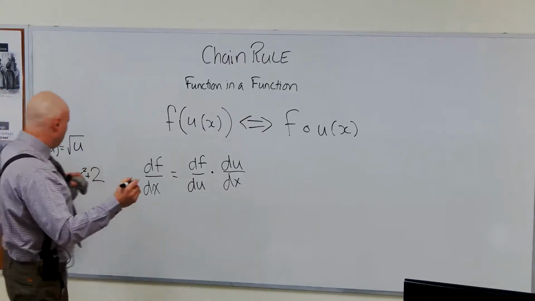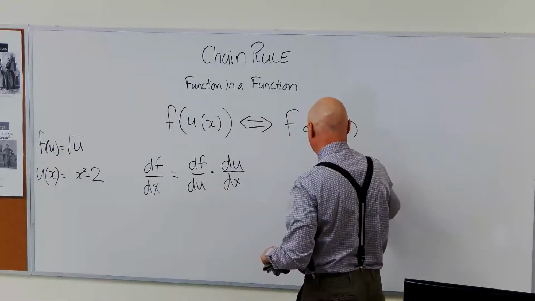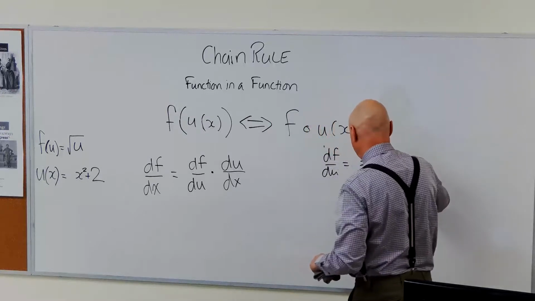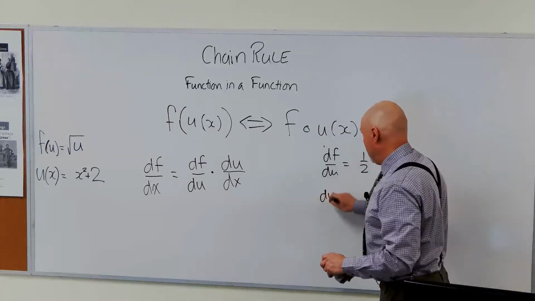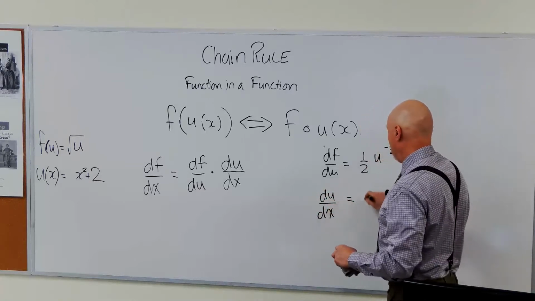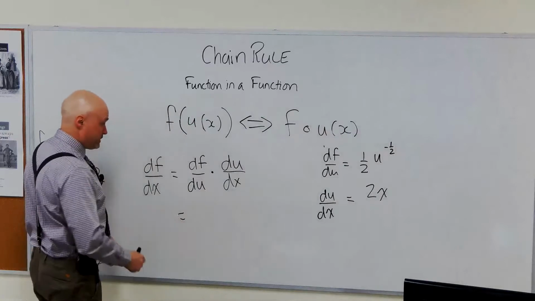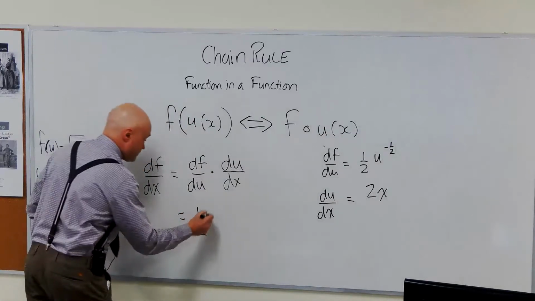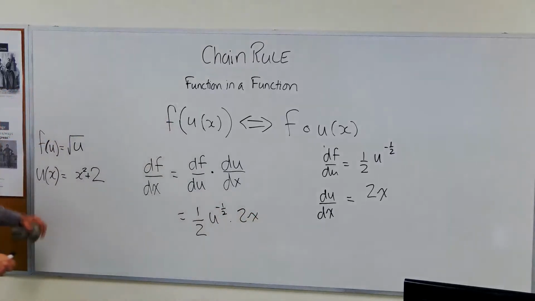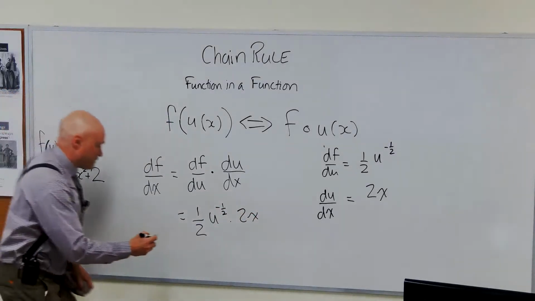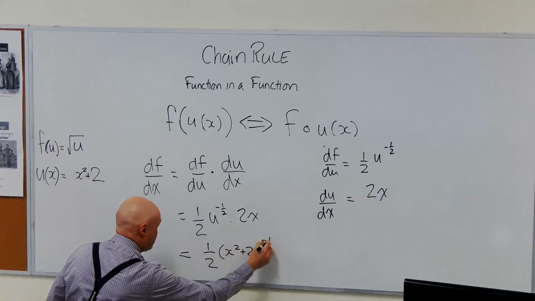Okay, so taking a look at the ones that we've got there, df/du is equal to 1/2 times u to the negative 1/2, just using my power rule. And du/dx is equal to 2x. So df/du is 1/2 times u to the negative 1/2, and this is all multiplied by 2x. But now I actually have to realize that u of x is x squared plus 2, and so I'm going to substitute back for my u like this.